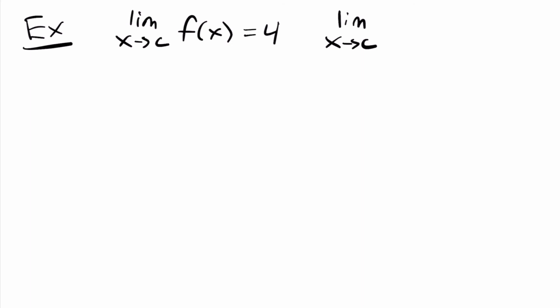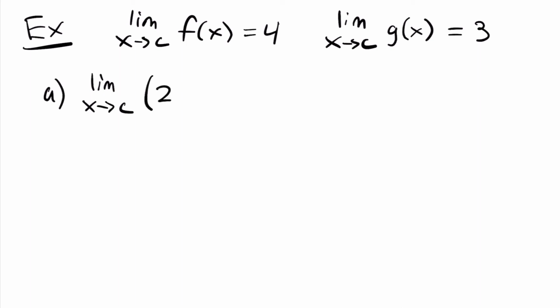So we're going to be given that the limit as x approaches c for the function f of x is going to be equal to 4, and the limit as x approaches c for the function g of x is going to be equal to 3. And so we're going to do 4 different things here. We're going to start with part A. We're going to take the limit as x approaches c of 2 times f of x. So in this case, we already know what the limit of f of x is, and so from our scalar property, we know that we can write 2 times the limit of the function for f of x, and that will get us our answer.